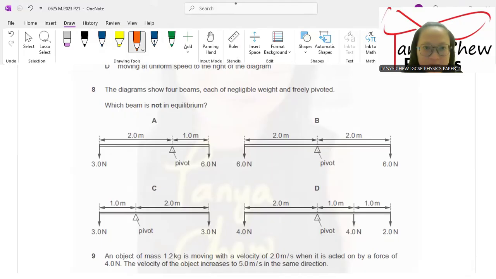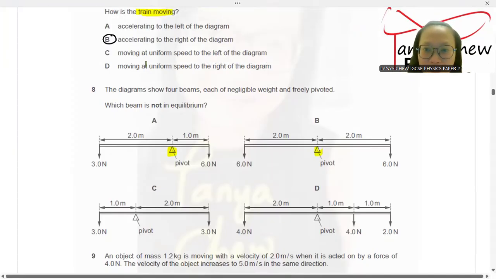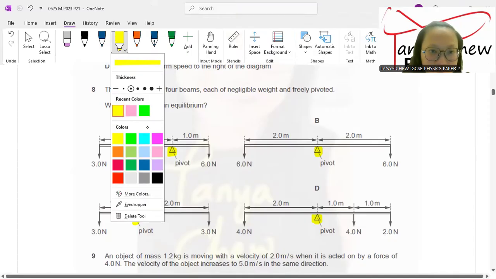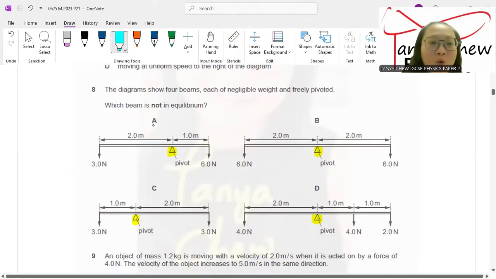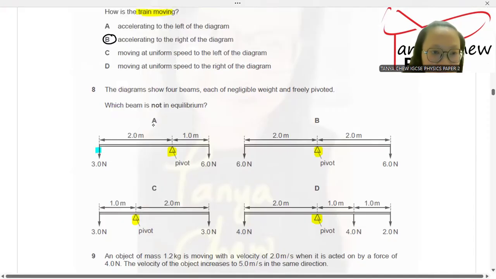The principle of moments states that in order for the object to remain in equilibrium, the total anti-clockwise moment must be equal to the total clockwise moment. First of all, identify your pivot. For A, B, C, D, I have highlighted my pivot. Second step is to highlight all the forces that are acting on this system.